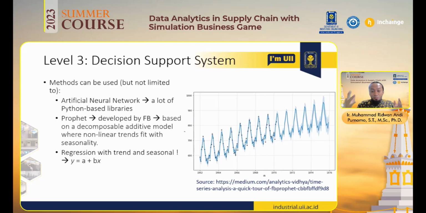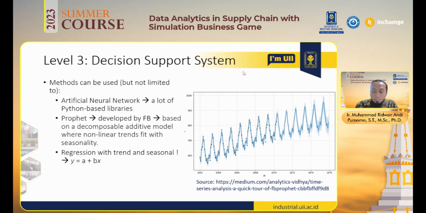As managers, this is very interesting for us. We can be more flexible. We have a range, so we can produce the product within that range, that interval. That's the interesting picture of Prophet.